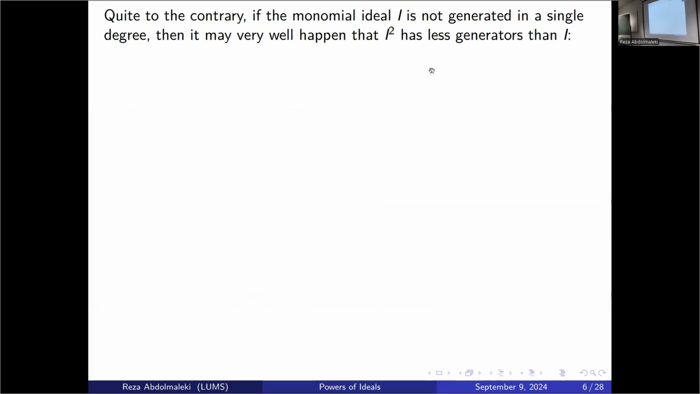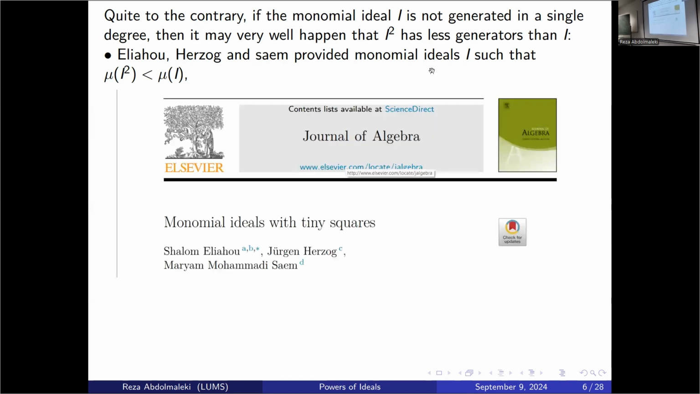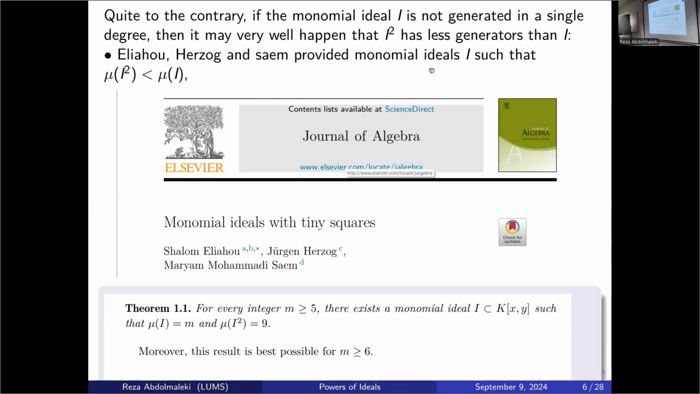But it means if we want to look for an ideal with different behavior, we should look for an ideal which is not generated in a single degree. And there are some examples. For example, Eliyahu, Herzog, and Mohammad provided some monomial ideals such that mu of I squared is strictly less than mu of I. And you can find it in this paper, which is published in the Journal of Algebra, and you can find it as this theorem.